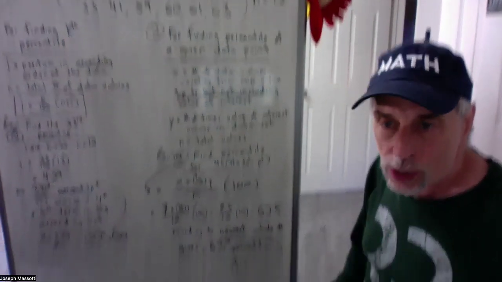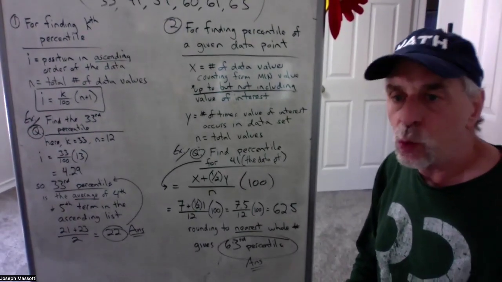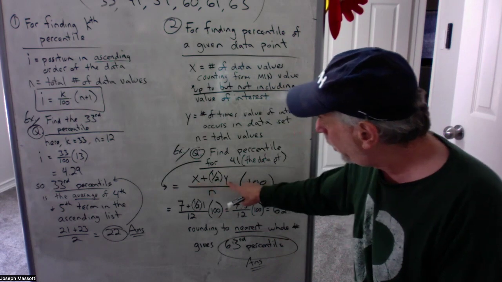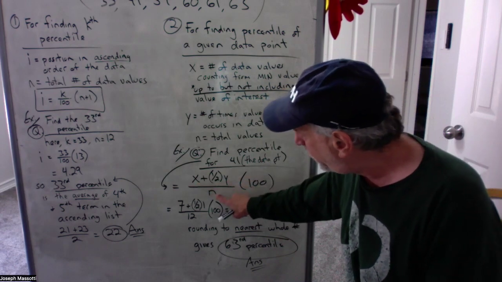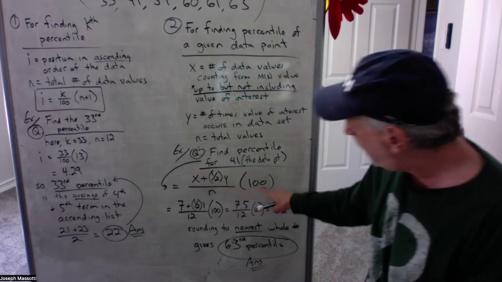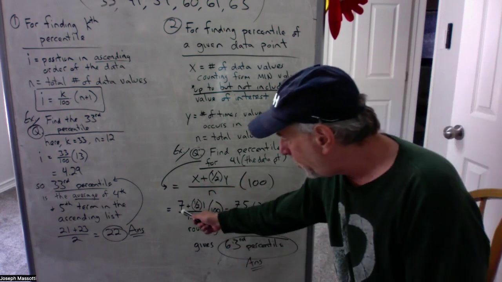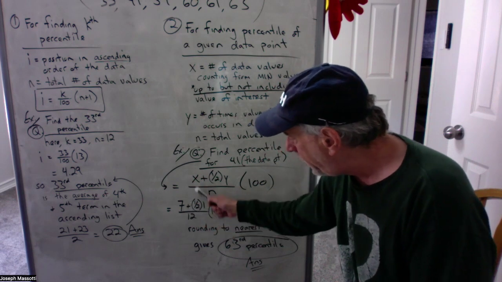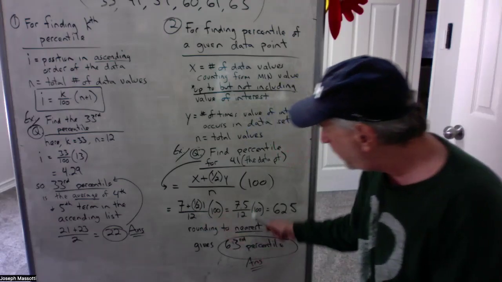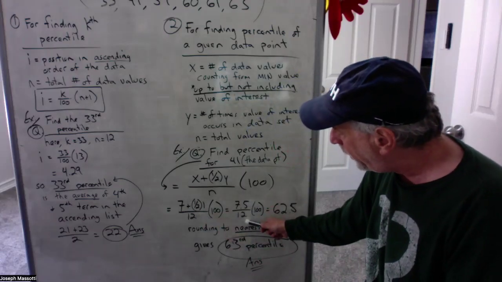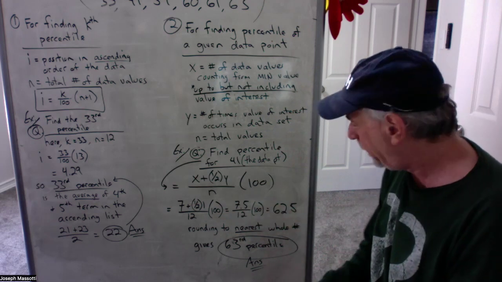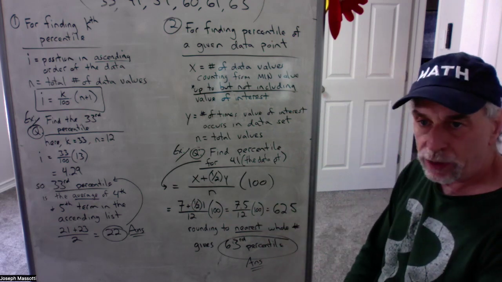41 only occurs once, so our y value is 1. So we're going to put 7 in for x. We're going to put 1 in for y. We're going to put 12 in for n. Calculate that ratio and multiply it by 100. So we get 7.5 in the numerator. 7 plus 1/2 times 1 is 7.5. So we get 7.5 over 12. That's a decimal. We multiply that by 100 to get a percent, and we end up with 62.5.